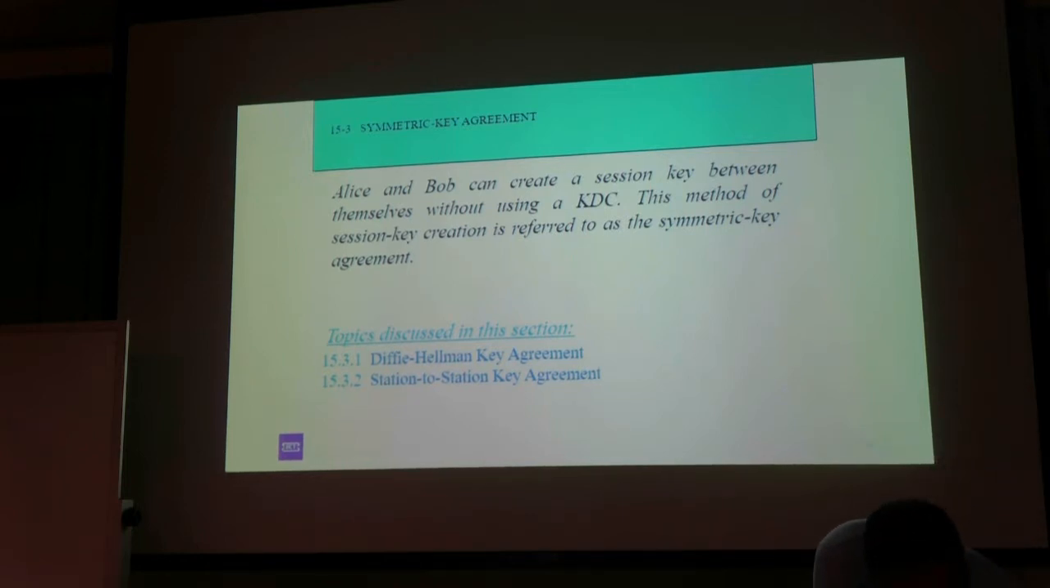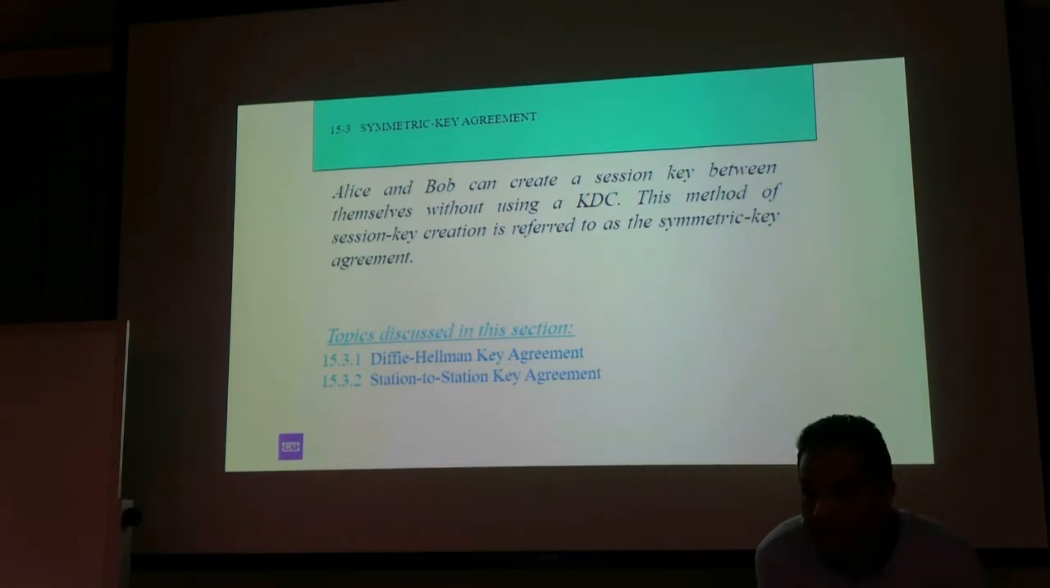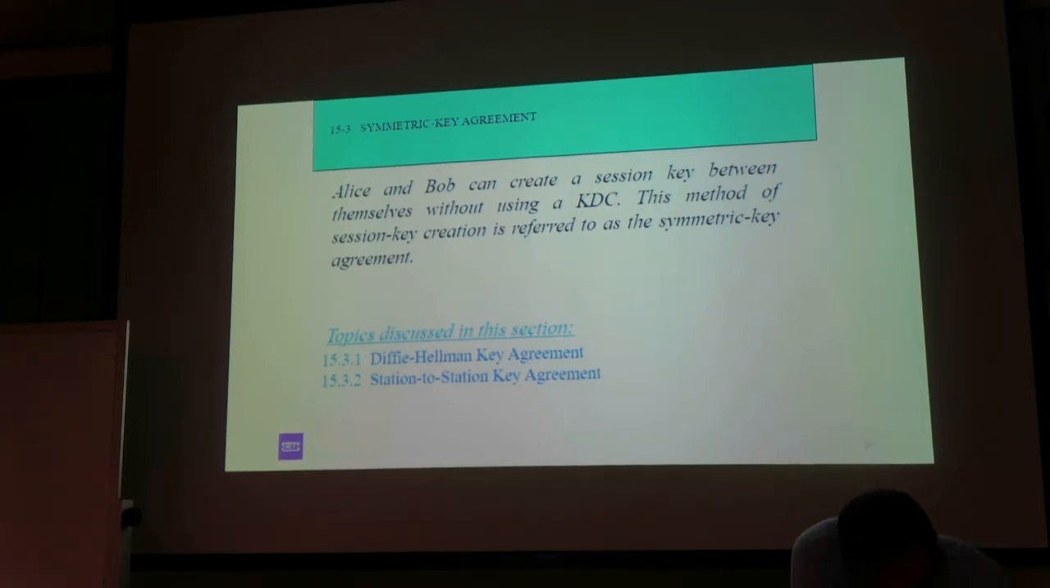Now, symmetric key agreement. Alice and Bob can create a session key between themselves without using a KDC. It's not always that we need to have a KDC. So you could create a session key without having a KDC. This method of session key creation is referred to as symmetric key agreement. Although there are several ways to accomplish this, only 2 are common: Diffie-Hellman and station-to-station.